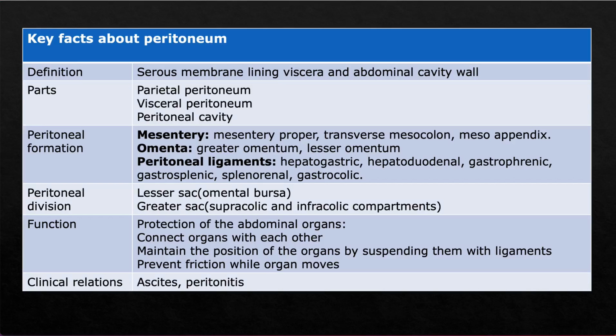If I'm asked to define the peritoneum, it's a serous membrane which lines the organs and the abdominal cavity, its walls. Then this peritoneum has different parts, and they are termed the parietal peritoneum, visceral peritoneum and peritoneal cavity. These are the parts of my peritoneum. And then within the peritoneum we have learned about certain terms, and these terms were mesentery, omenta and peritoneal ligaments.